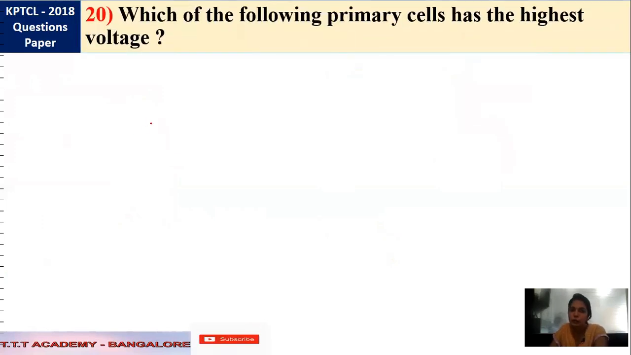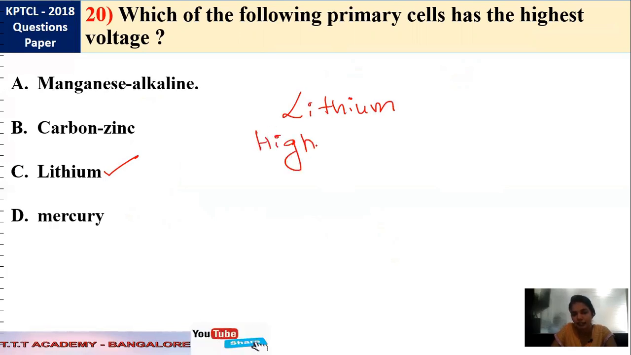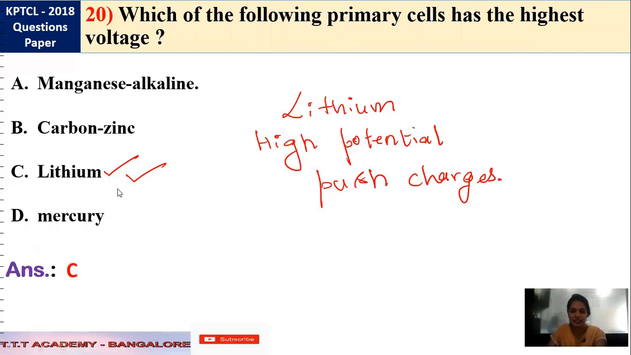So the last question for today is, which of the following primary cells has the highest voltage? So these are the options. In all these, lithium cells have a very high voltage because lithium is the material which has a very high potential to push the charges into the circuit. Hence, lithium cells have the highest voltage. So the right answer is option C.